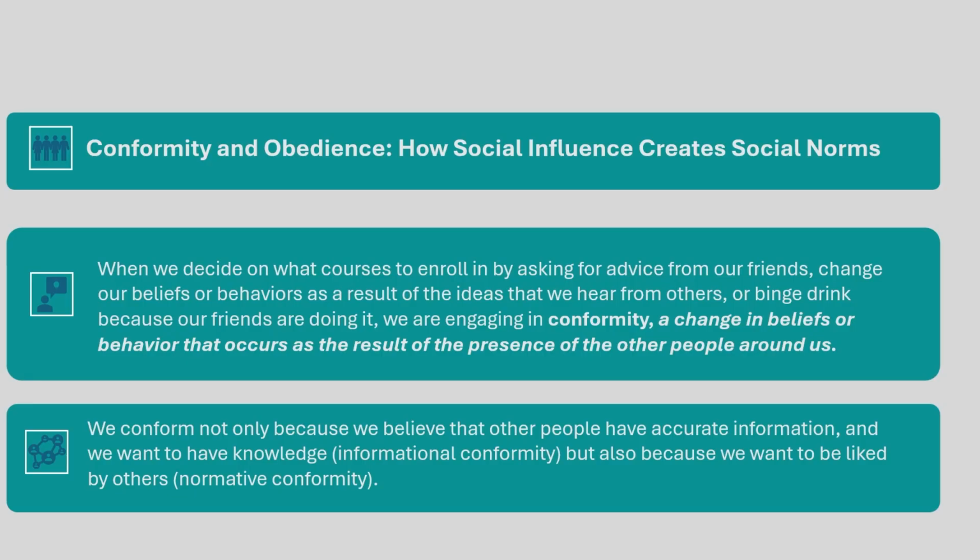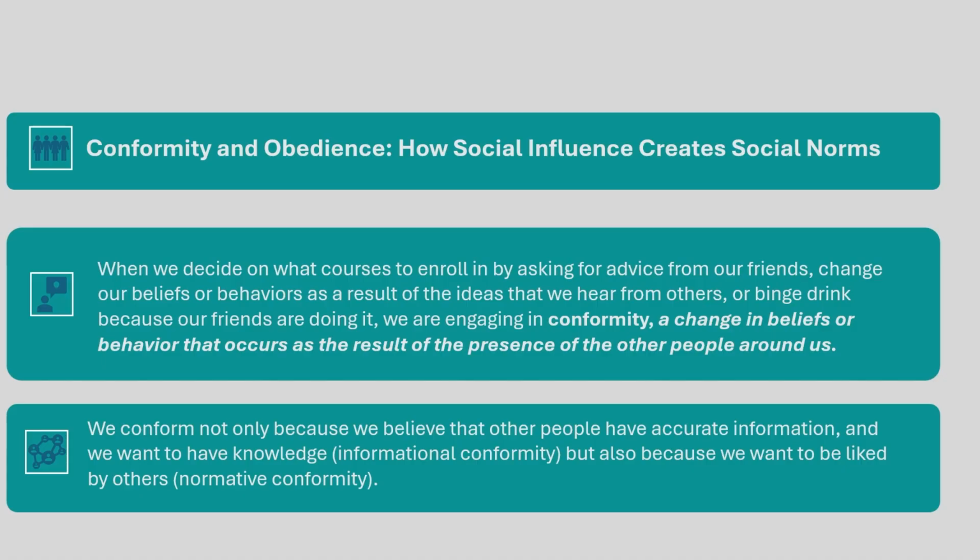Conformity and obedience: how social influence creates social norms. When we decide on what courses to enroll in by asking for advice from our friends, change our beliefs or behaviors as a result of the ideas that we hear from others, or binge drink because our friends are doing it, we are engaging in conformity, a change in beliefs or behavior that occurs as the result of the presence of other people around us.